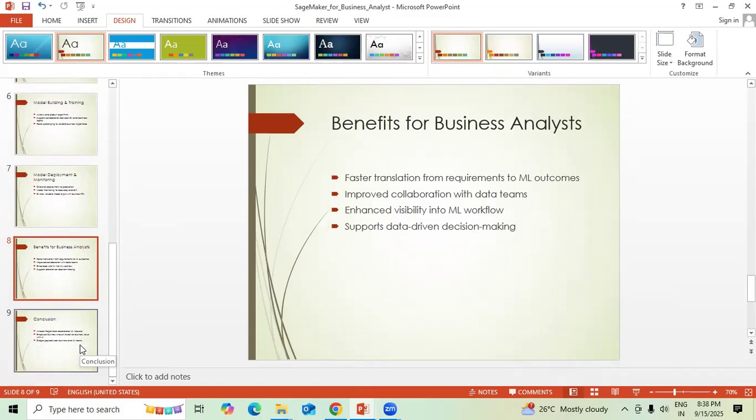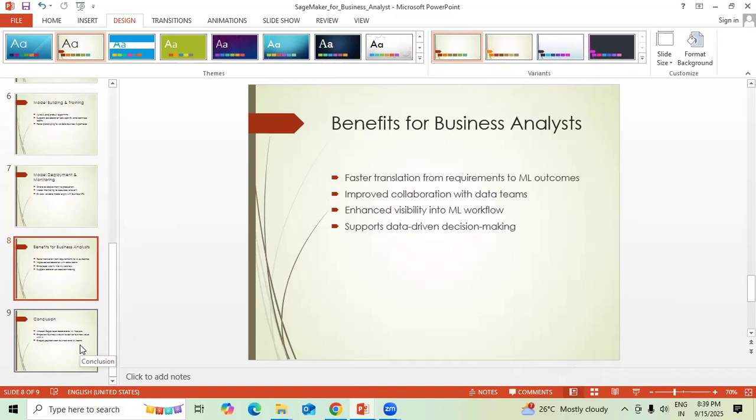Now, as I told you, as a last point, as a BA we have different benefits. We can translate requirements to ML outcomes that can be done by the system. We have many tools, right? Python, PyTorch, TensorFlow, and at the same time SageMaker. These are the different AML tools that we use so that we can transition requirements to machine learning outcomes as a BA. That is generally the benefit we can see.